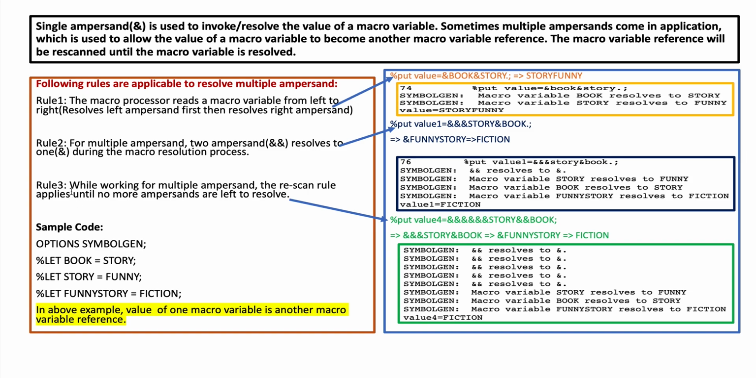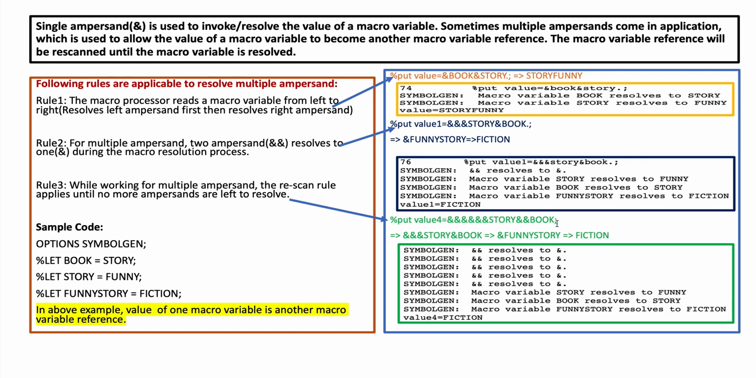Rule number 3. While working with multiple ampersands, the rescan rule applies until no more ampersands are left to resolve. That means this process will continue until no more ampersands are left to resolve. Here's an example. Suppose we are going to print value 4 and its value is here 6 ampersand story to ampersand book. What will be the result?